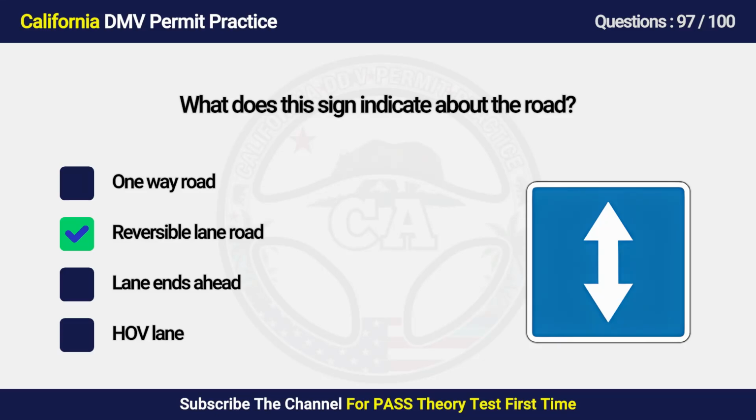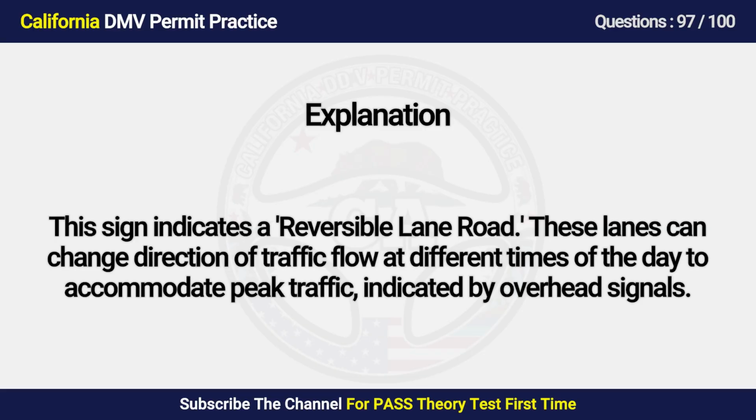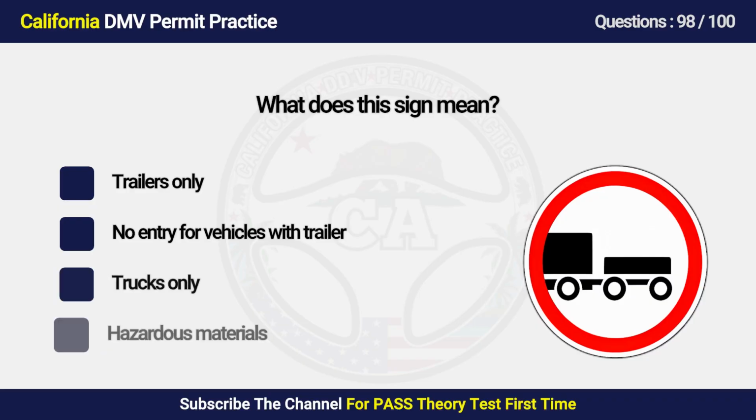Answer is B. Reversible lane road. This sign indicates a reversible lane road. These lanes can change direction of traffic flow at different times of the day to accommodate peak traffic, controlled by overhead signals.